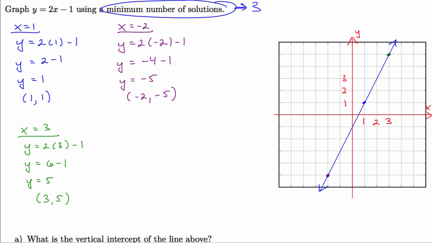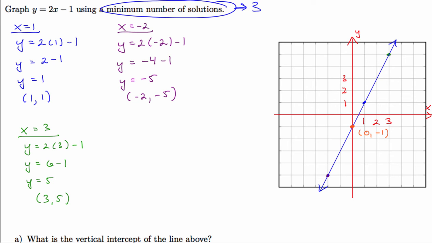The next question on our paper here is, what is the vertical intercept of this line? The vertical intercept is the point where the line crosses the vertical axis, the y-axis, and I can see that happens here at the point 0, comma, negative 1.